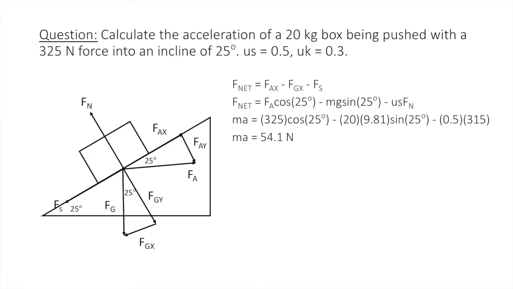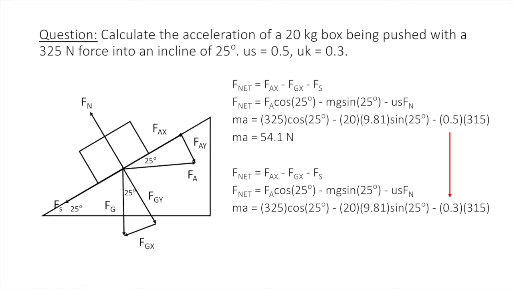Now the only thing you have to do to get acceleration is plug in the coefficient of kinetic friction, as shown here, and divide everything by the mass of the object. The final answer should be acceleration is equal to 5.9 meters per second squared.